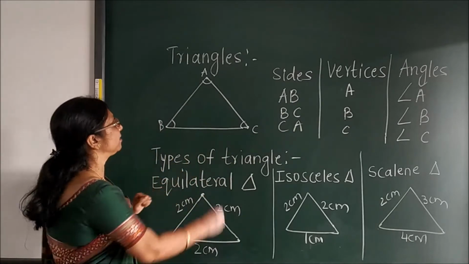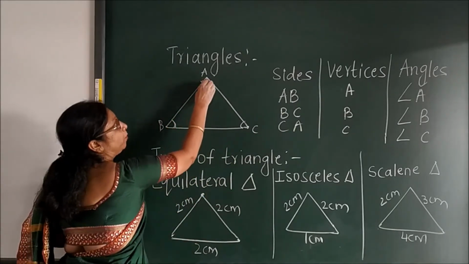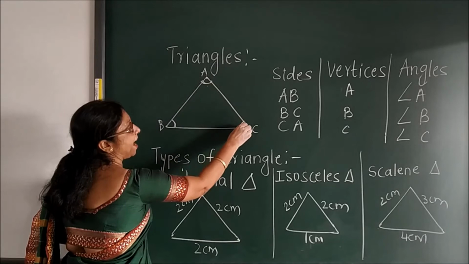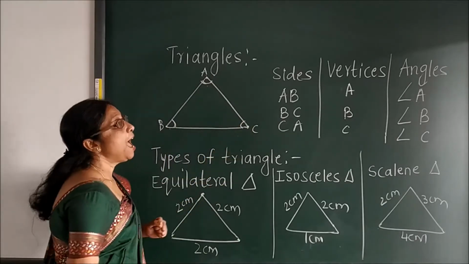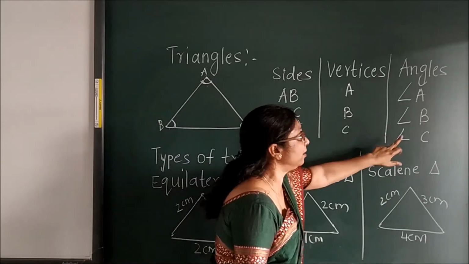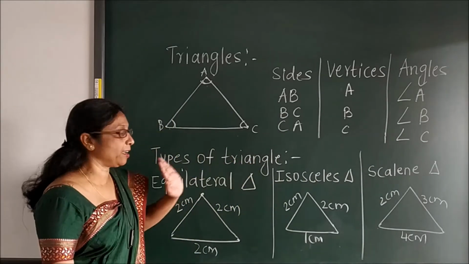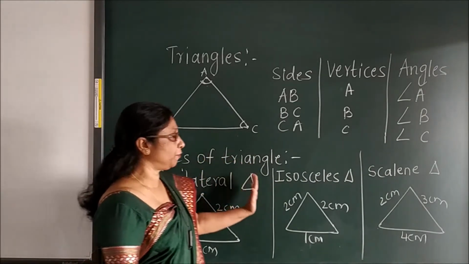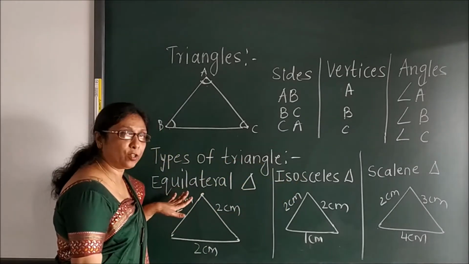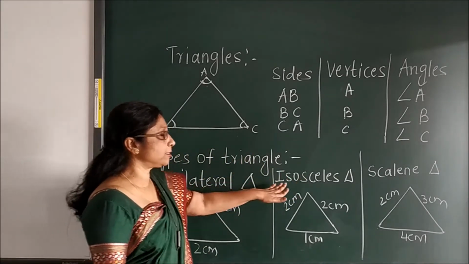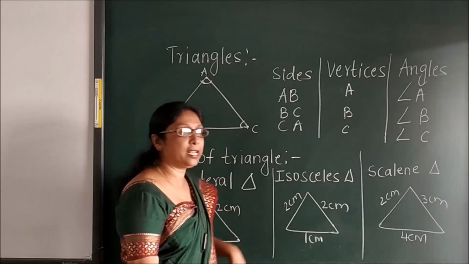Then angles. These are the angles, children. You can see here angle A, angle B, angle C. And this sign denotes an angle. Clear? Now here, types of triangle. There are 3 different types of triangle. One is the equilateral triangle, then the isosceles triangle and the scalene triangle.